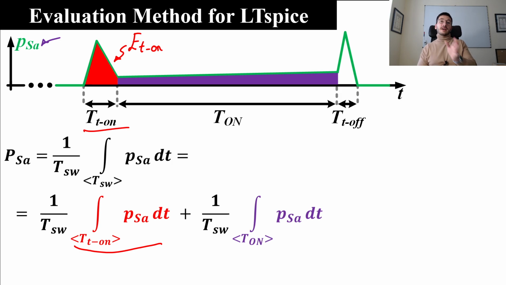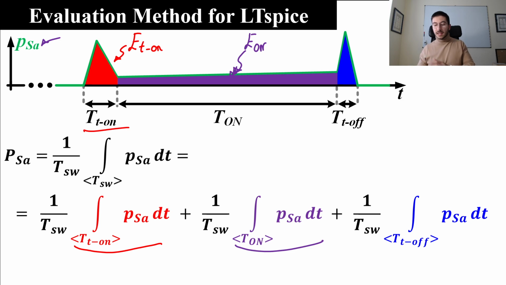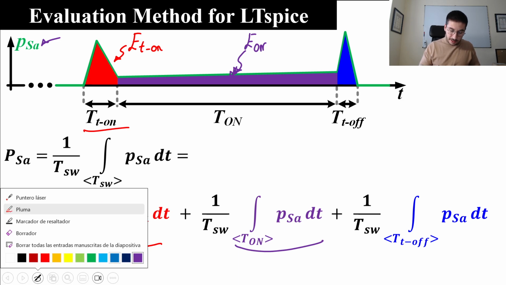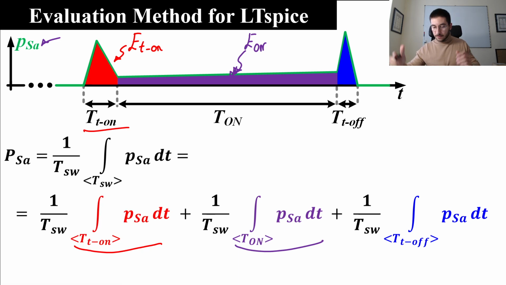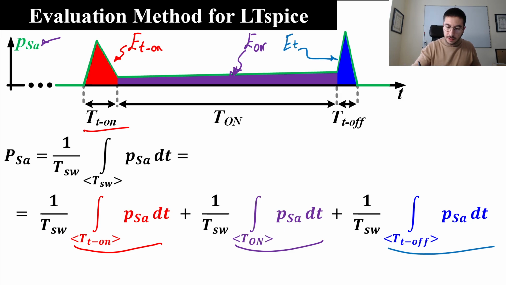Then we have another part in that integral, the integral corresponding to the on interval. This part is this area. That area is another energy, the on energy. And then we have the last part, the last peak. If we do the integral, we obtain the energy for the turn off. It is this part, and this part.